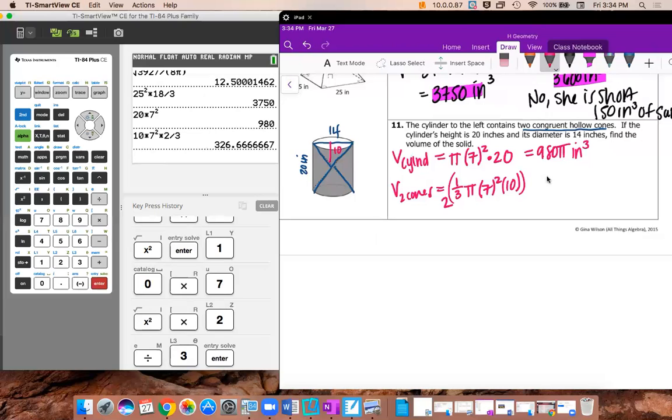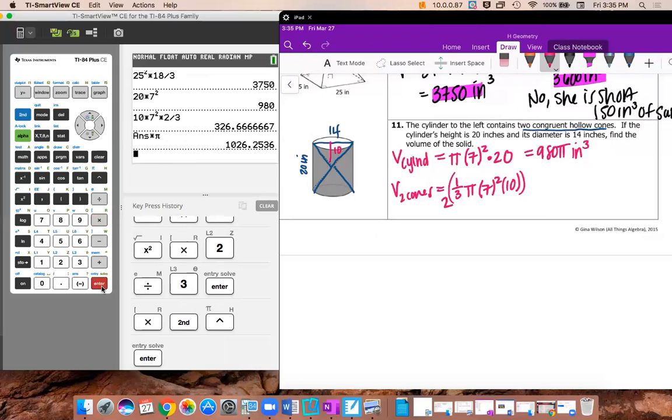And that's ugly in pi form, so we're just going to multiply that out. So I'm going to take that answer and multiply by pi. And so then the volume of this is going to be 1026.25 inches cubed.